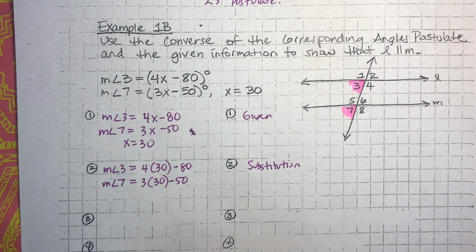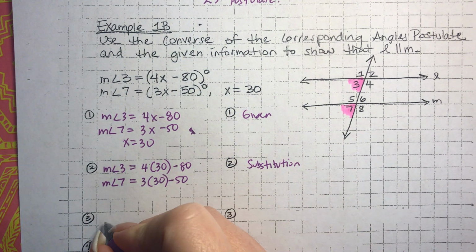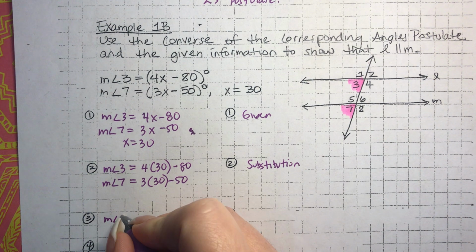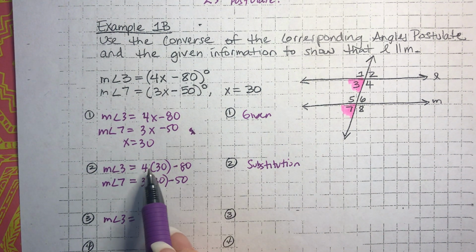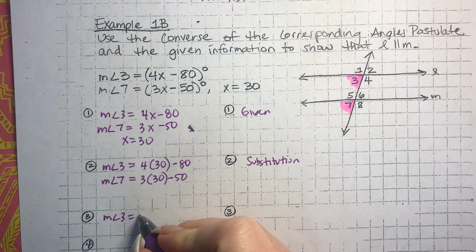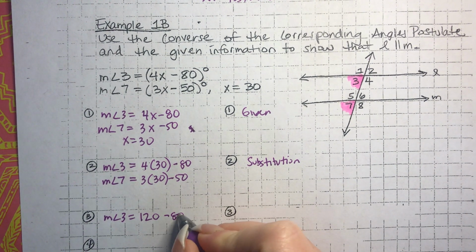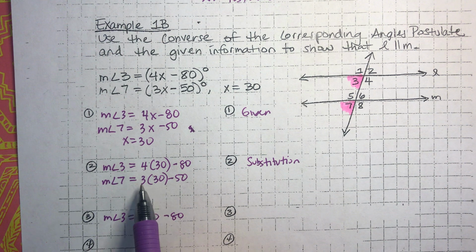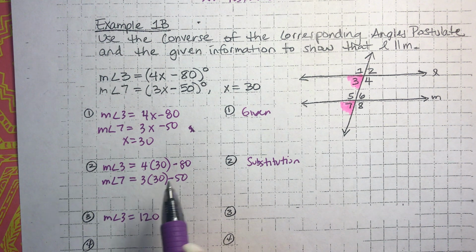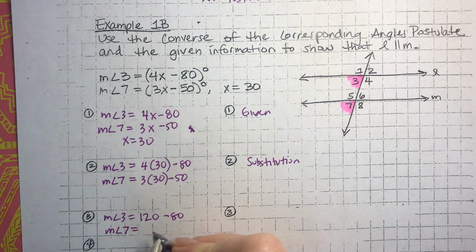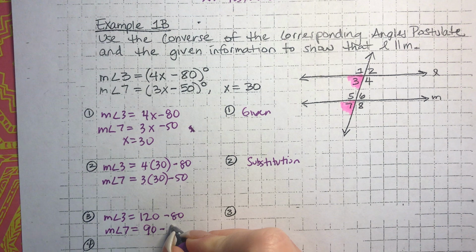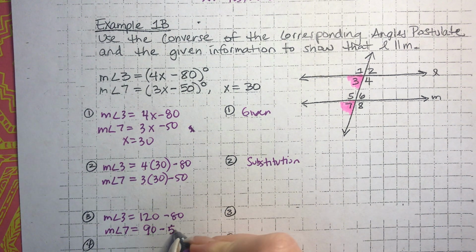Need the parentheses there. And we'll just do one thing at a time. So we'll do the multiplication. Measure of angle 3 equals 4 times 30. I always like to go 4 times 3 is 12 and add a 0, so I know it's 120. Minus 80. And then the same thing here: 3 times 3 is 9, add a 0 is 90. Sorry. So the measure of angle 7 equals 90 minus 50.